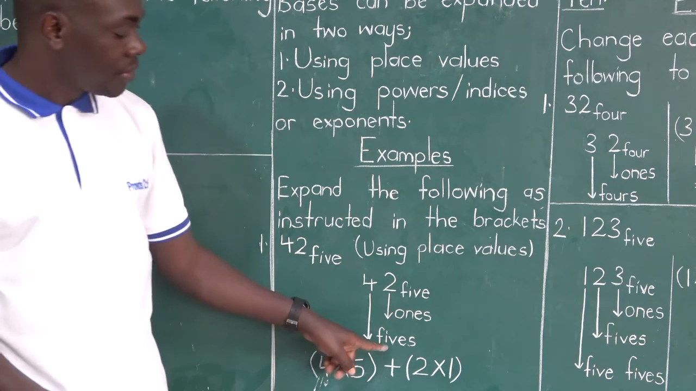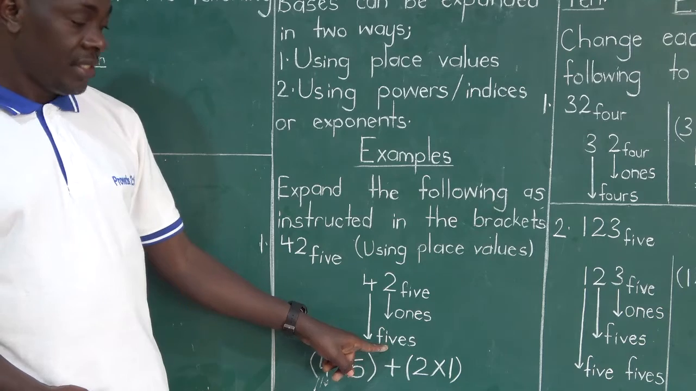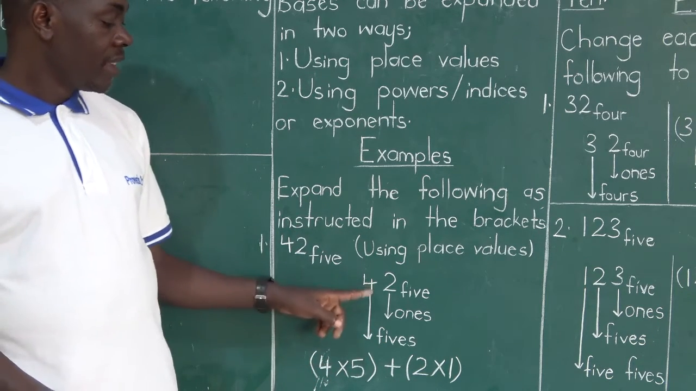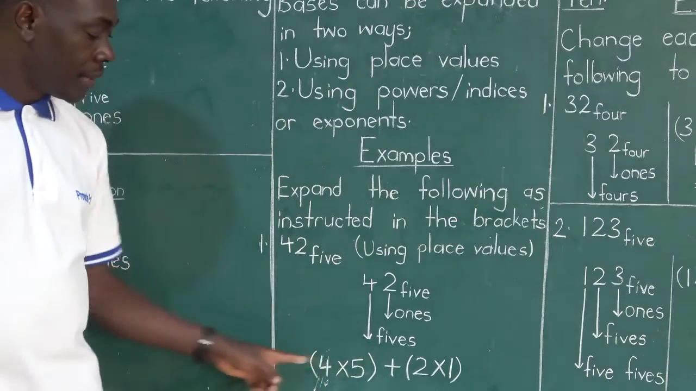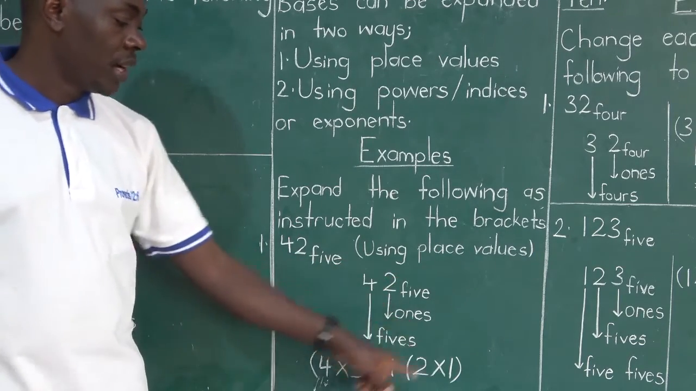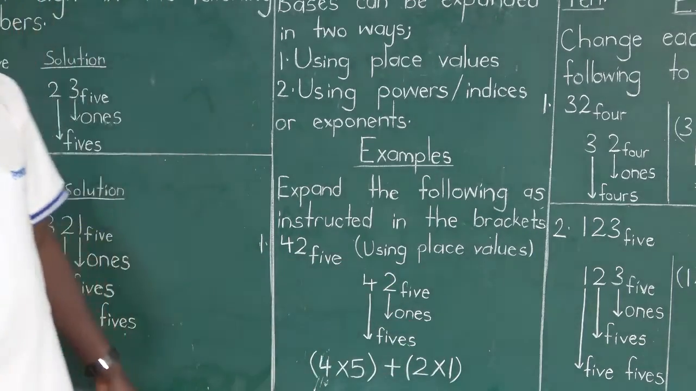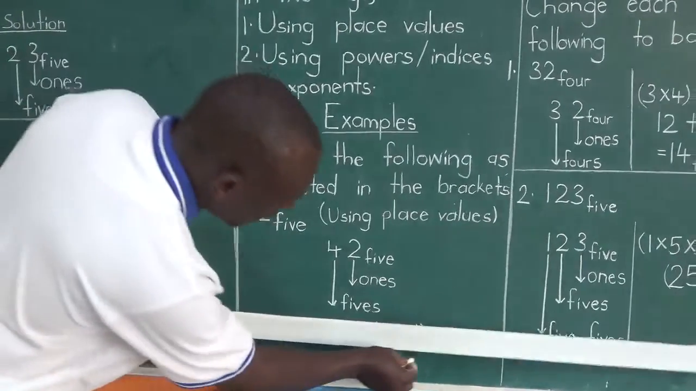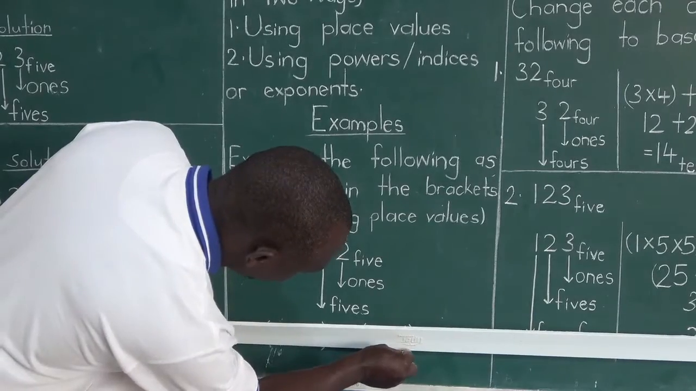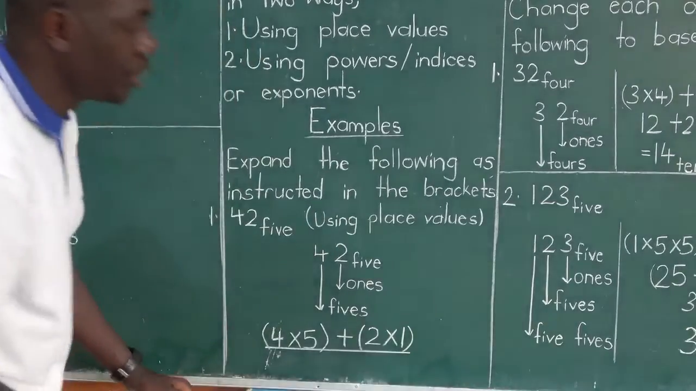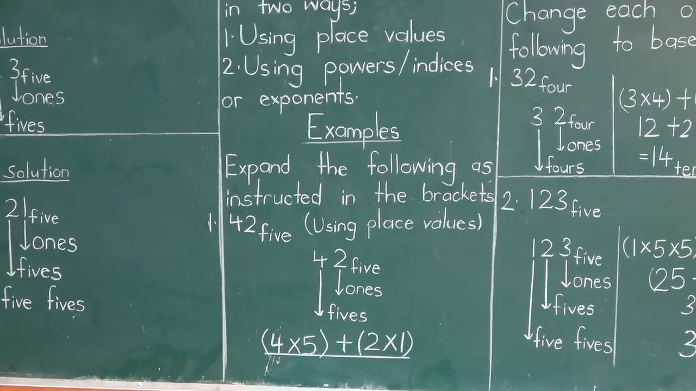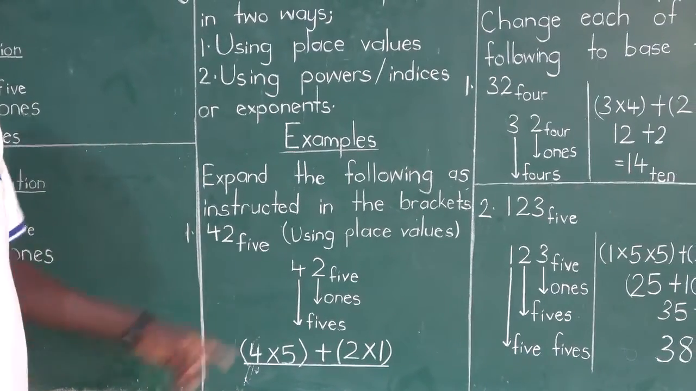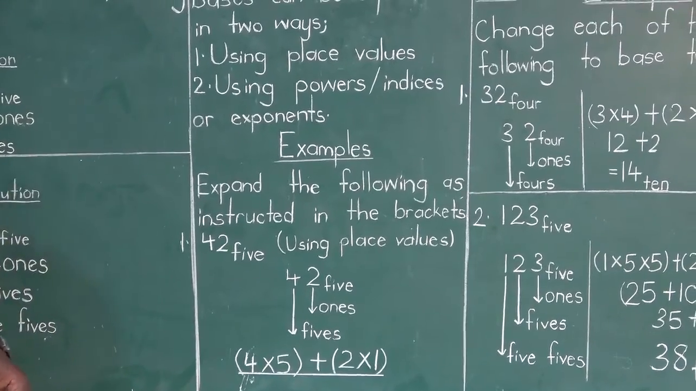Now we say 4 times this 5, so the 5s place is turned to a 5 in the working. That is an expansion. That is 4 times 5, put in brackets like this, plus this is 2 times 1, and then that's all. You underline and that makes the answer. So you do underline and that is the answer to that question. In so doing, you have expanded using the place values of 1s and 5s that constitute this number 42 base 5. Ensure you use them.